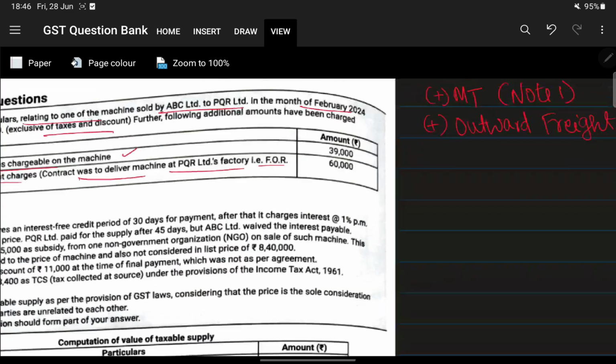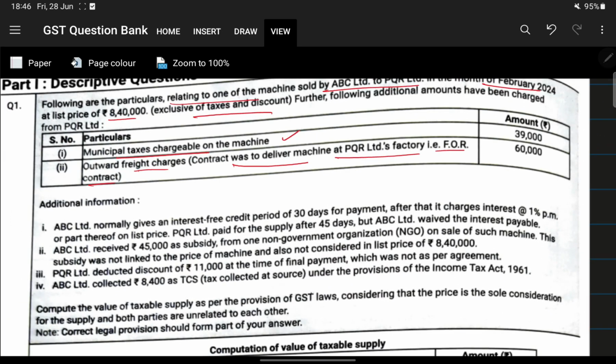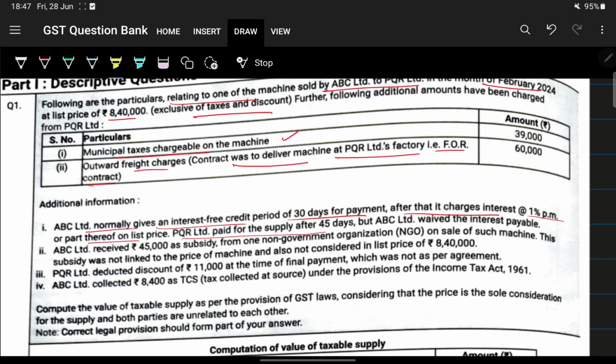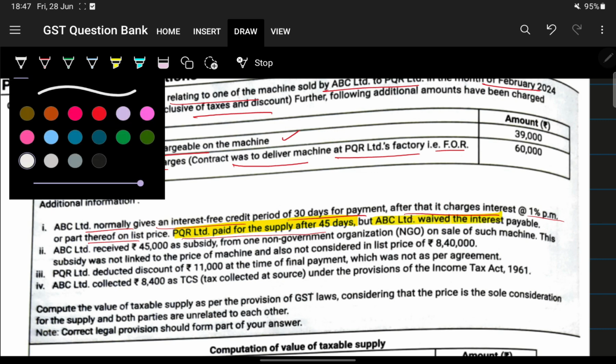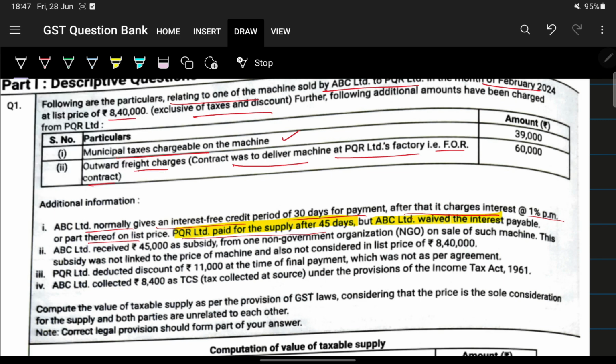Okay, next, additional information. ABC Limited normally gives an interest-free credit period of 30 days. After that it charges 1% per month or part thereof. PQR Limited paid after 45 days. Okay, but ABC Limited waived it off. So if there is no interest, then there is no problem, we don't have to add it to the value. If the supplier has waived it off, then it won't be added to the value of supply.